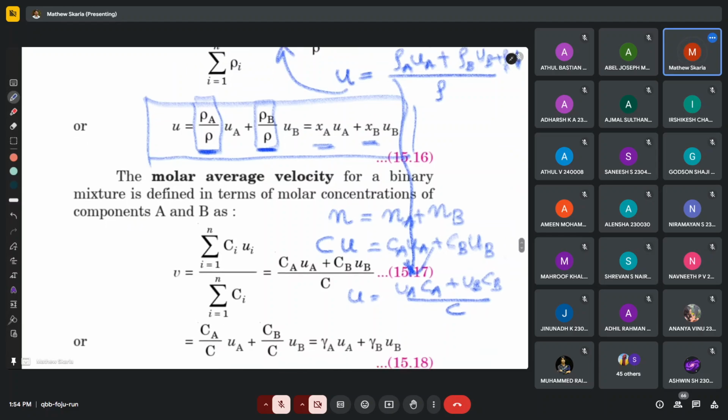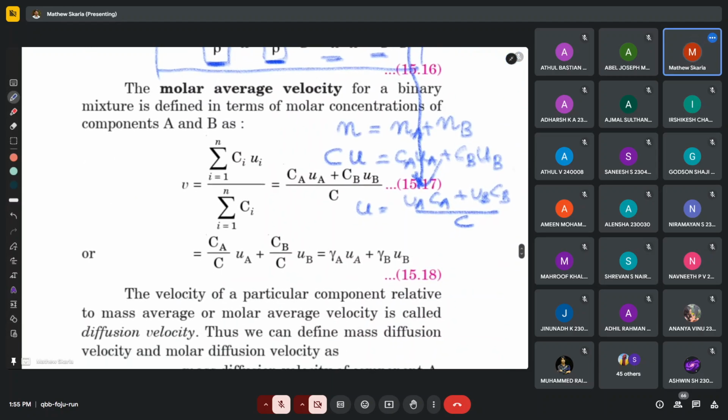Okay, then we can also express it in this form: CA by C plus CB by C. CA by C is equal to gamma A, and CB by C is equal to gamma B. So this is the molar fraction of species A, and this is the molar fraction of species B.